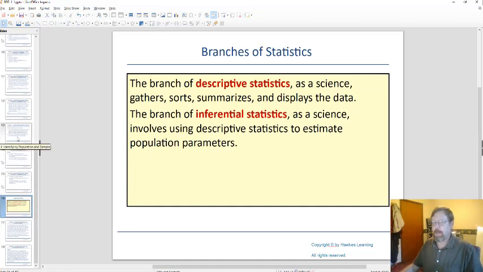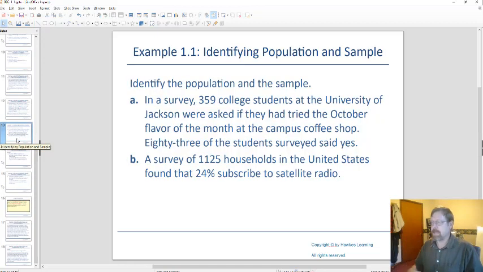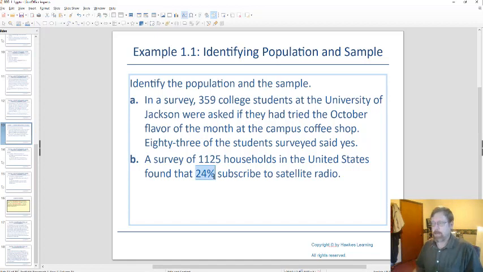So if we look back at our example here, our descriptive statistic is that 24% subscribe to satellite radio. Inferential statistics would be trying to take that 24% and use that to estimate what the total number of households in the U.S. that subscribe to satellite radio is.